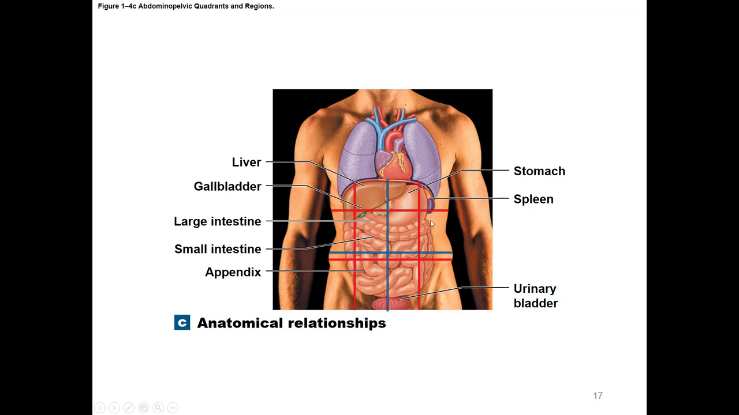So in the left upper quadrant, some of the key players would be the spleen and the stomach. In the right upper quadrant, we have most of the liver and the gallbladder. A lot of people have issues with their gallbladder, and that will present with abdominal pain. Then down in the right lower quadrant, we have the appendix, another area that can cause abdominal pain. And in females, we would have the right ovary here. The left lower quadrant, we would have the left ovary in females, and you can see the small and large intestines are here as well as the other quadrants.